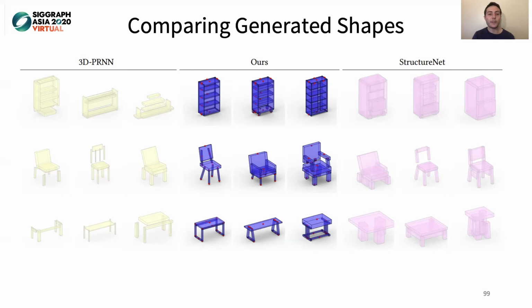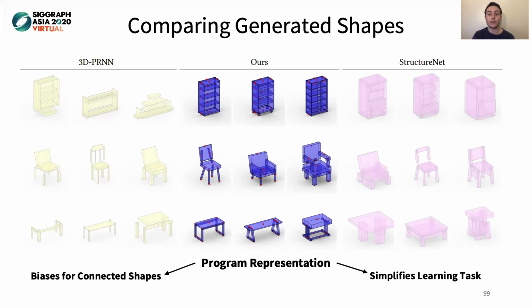There are 2 primary reasons for this. First, our program representation provides an inductive bias that simplifies the learning task as we learn in a regularized program space instead of on 3D geometry directly. Moreover, the form of our DSL also biases our method towards producing more plausible and physically correct shapes by only allowing structures to be created by attaching parts to one another.